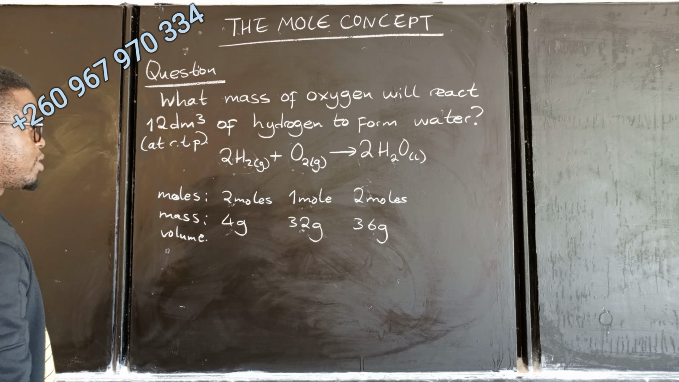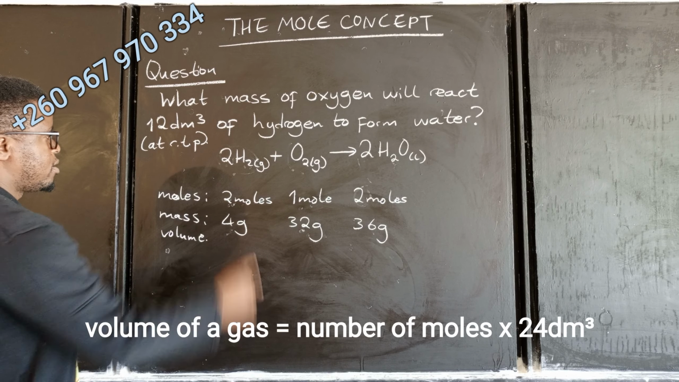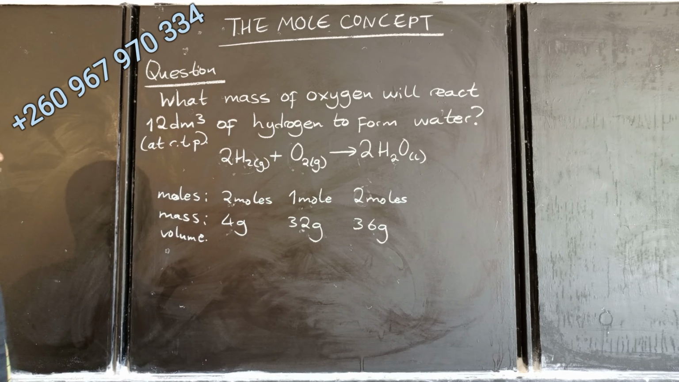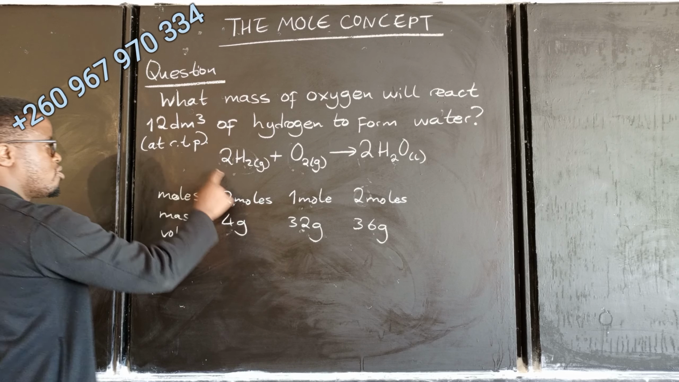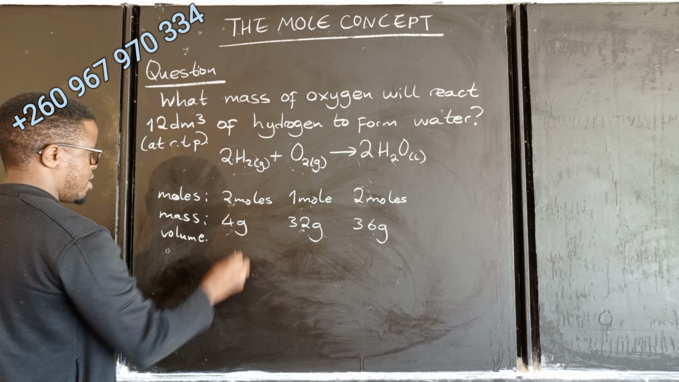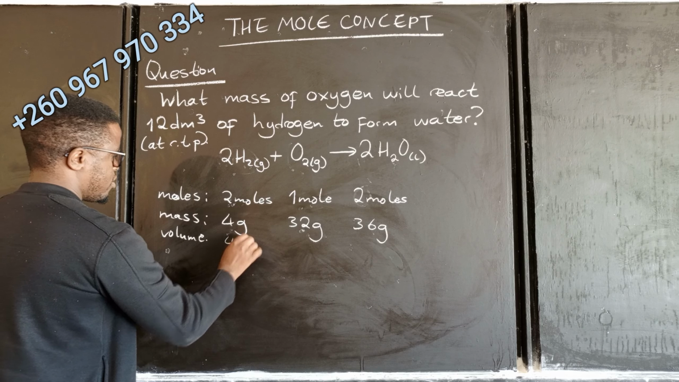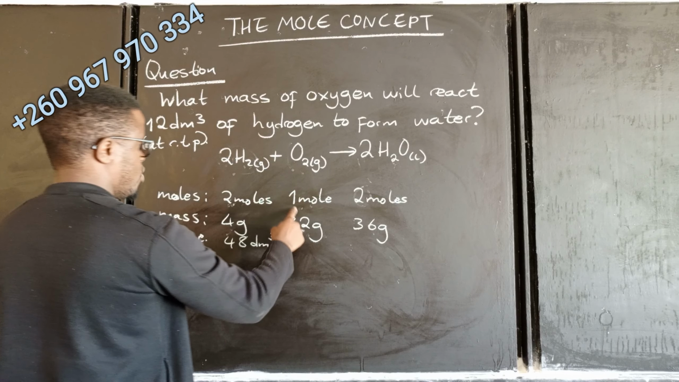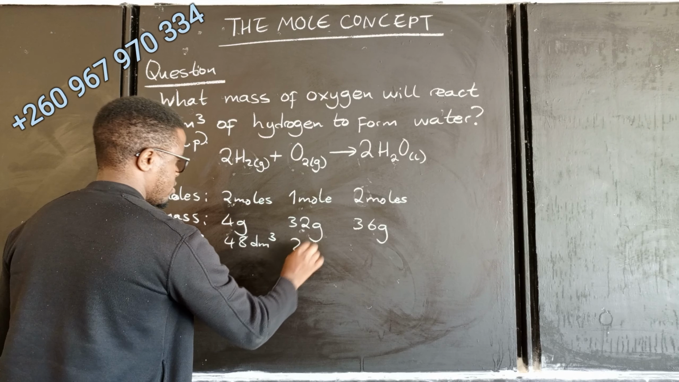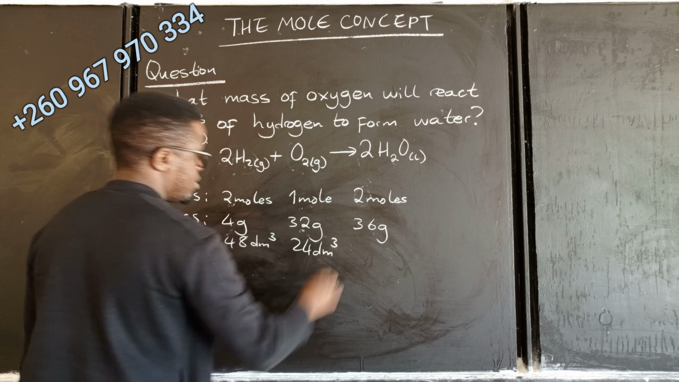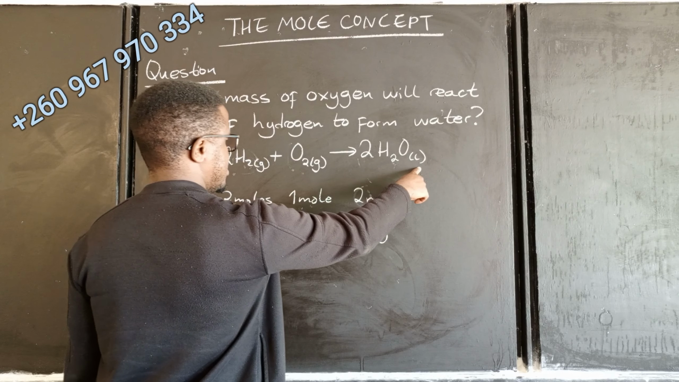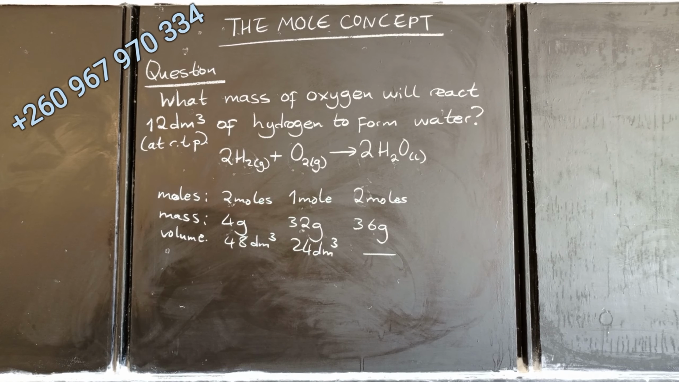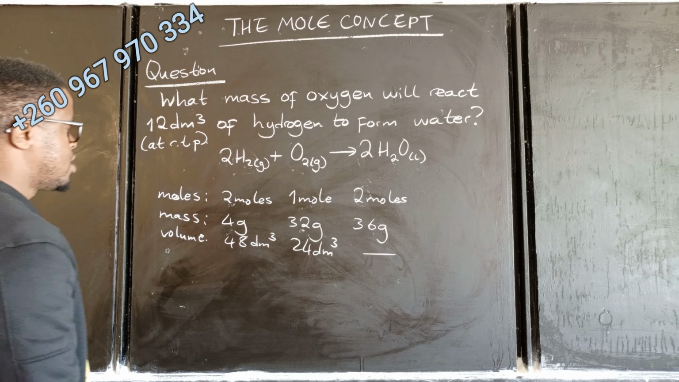For the volumes, we know that the volume of 1 mole of gas at RTP is 24 cubic decimeters. So if we have 2 moles here, the volume will be 2 by 24, which is 48 cubic decimeters. This is 1 mole, so 1 by 24 is 24. Then this is a liquid, so we can't get the volume of a liquid, because molar volume only applies to gases.